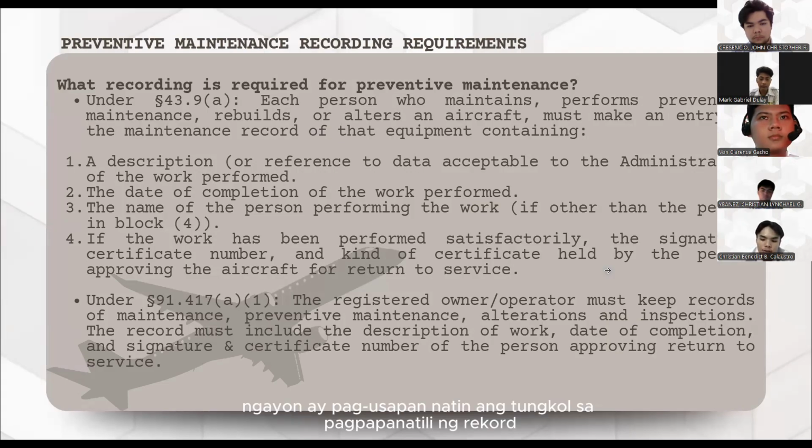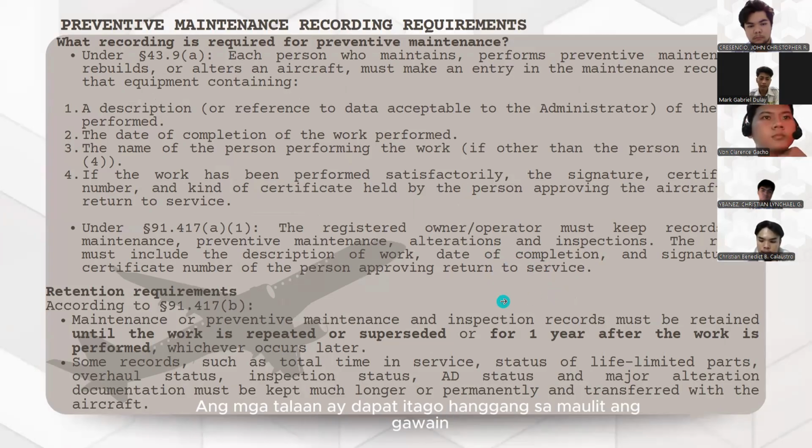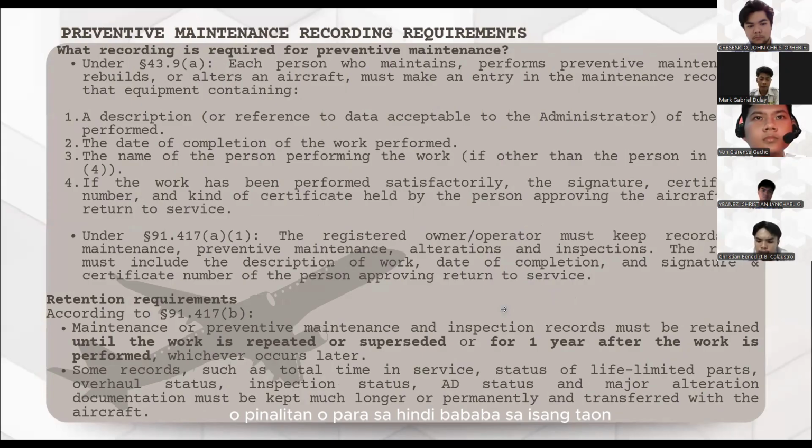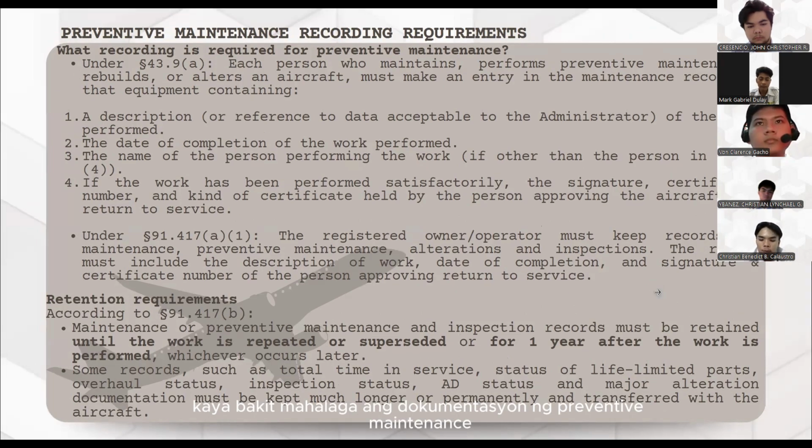Now, let's talk about record retention. Under Section 91.417, preventive maintenance records must be kept until the work is repeated or superseded, or for at least 1 year, whichever is longer. However, certain records such as AD status, life-limited parts, and major alteration documentation must be kept for much longer, sometimes permanently.